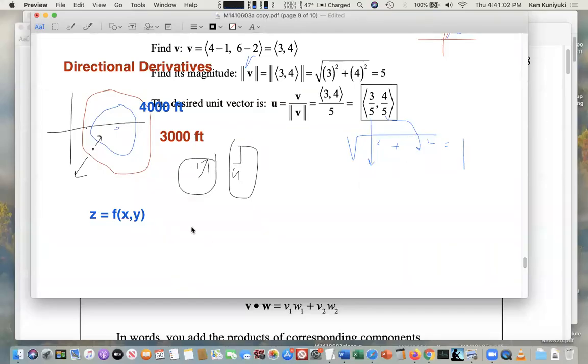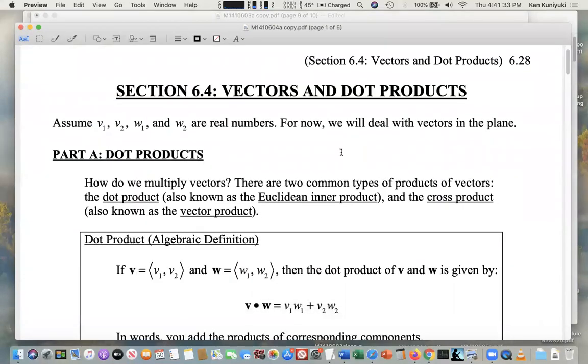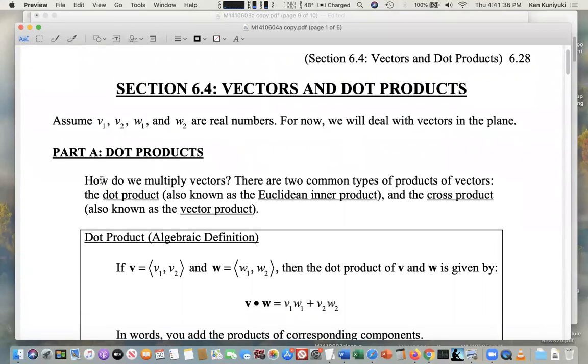Hi, everyone. At the end of 6.3, I was talking about level curves in a contour map for heights of a mountain. The idea is that if you lift this level curve up by 3,000 feet, if you lift this level curve up by 4,000 feet, and so forth, you construct the mountain, right? Where z, the height of the mountain, is given as a function of x, the longitude, and y, the latitude. Z is a function of x and y. That's Calc 3. All right, let's go to 6.4, vectors and dot products.